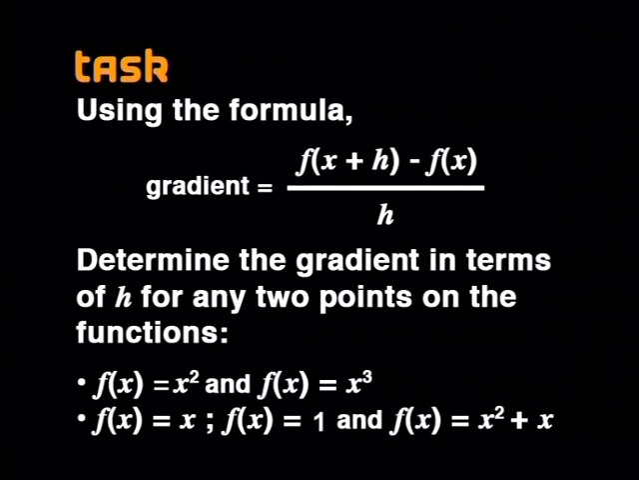And now your task for this lesson. Using the formula, gradient equals f of x plus h minus f of x, all divided by h, determine the gradient in terms of x and h of the line joining any 2 points on the functions f of x equals x squared and f of x equals x cubed, as I did in the lesson. Then try the functions f of x equals x, f of x equals 1, and f of x equals x squared plus x.